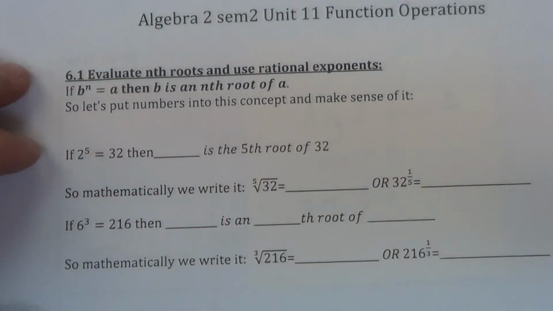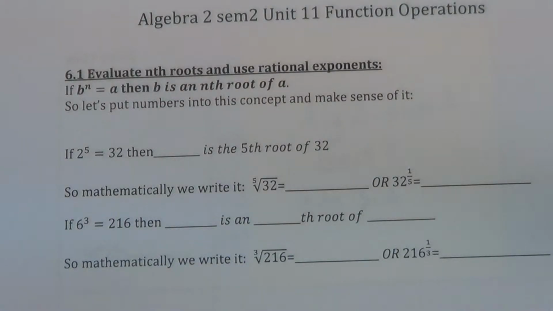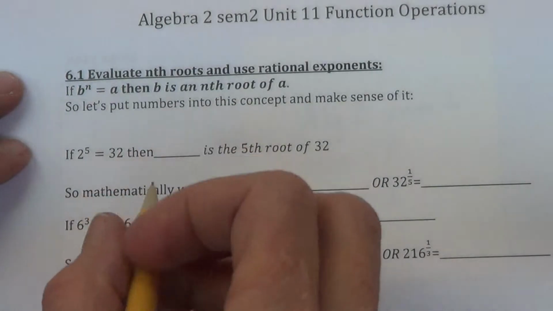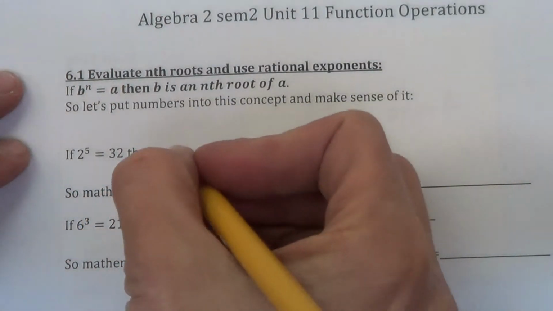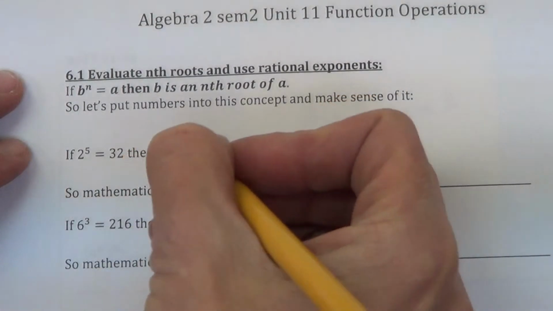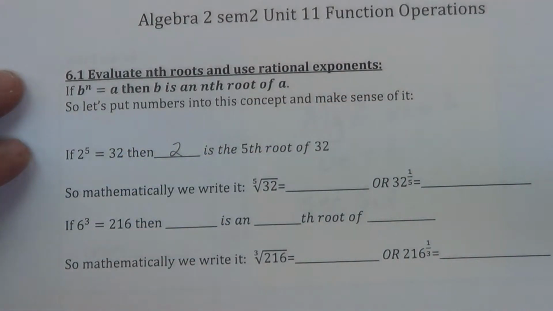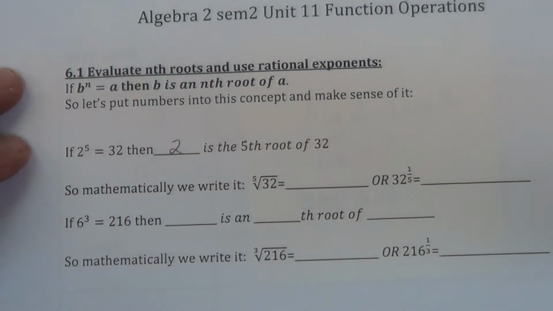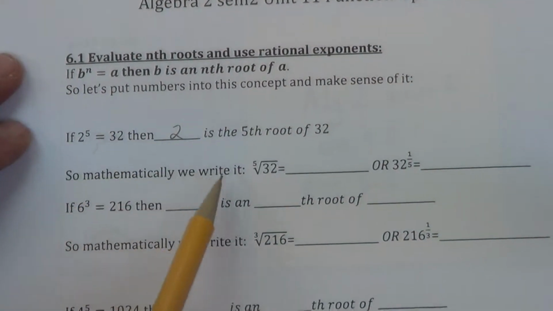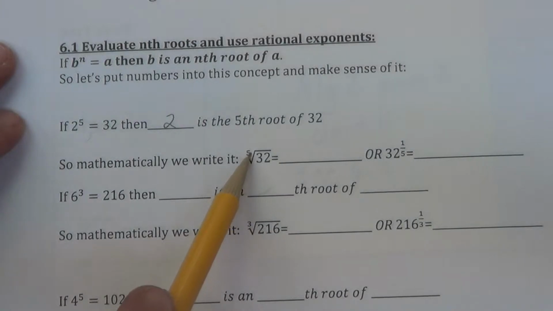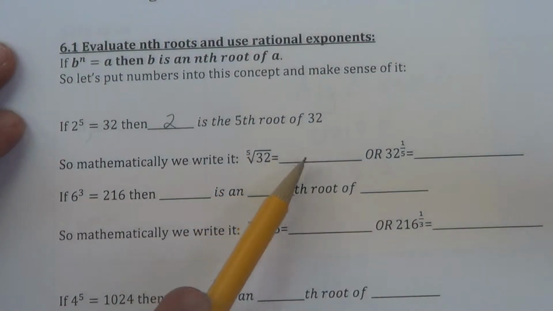Okay? So let's put this into numbers, because usually with numbers, it makes a little more sense. What they're basically saying is if 2 to the 5th equals 32, then 2 is the 5th root of 32. Now you might say, well, what does that really mean? What we're doing is we're getting you to where you can convert from 2 to the 5th equals 32 to seeing that the 5th root of 32 is equal to 2.